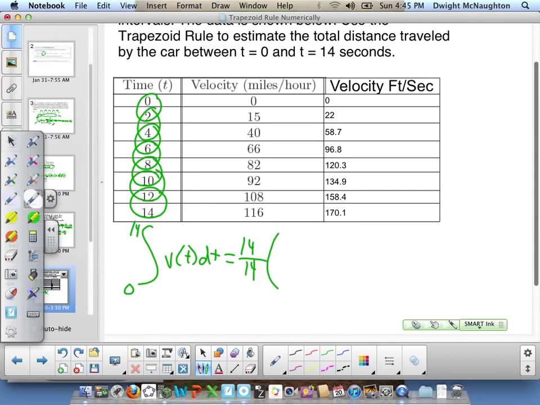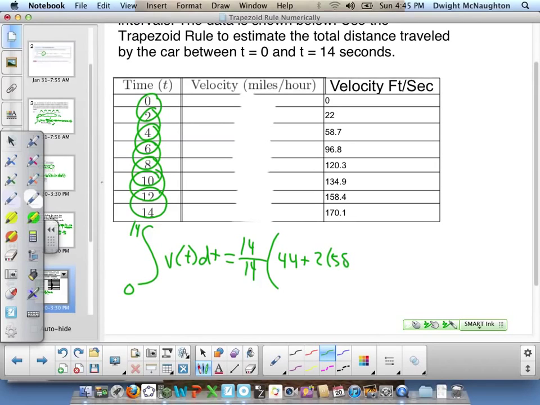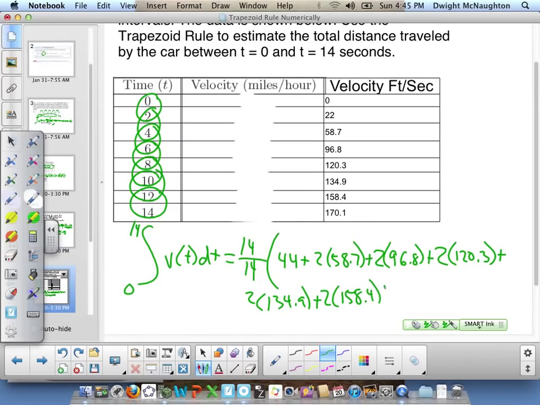And ignore these, because those units don't match what we need. And we'll go 0 plus, and we don't need to do 0 plus anything. 2 times 22 plus 2 times 58.7 plus 2 times 96.8 plus 2 times 120.3 plus, continuing down here, 2 times 134.9 plus 2 times 158.4. And then because this last trapezoid, that height only gets used once, 170.1.